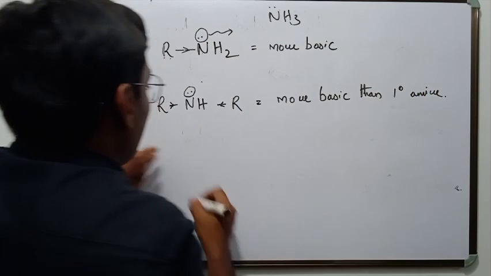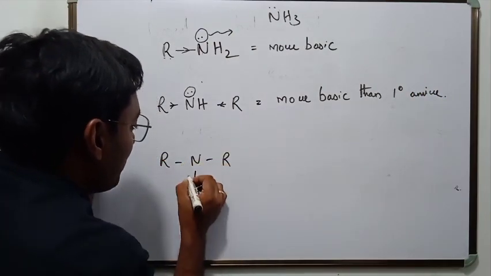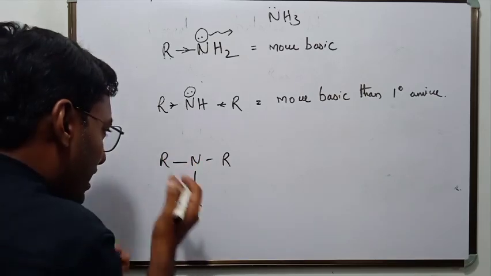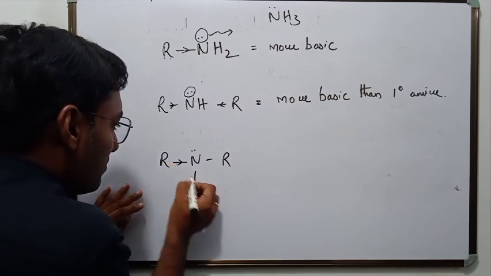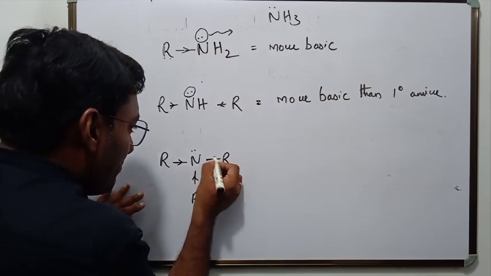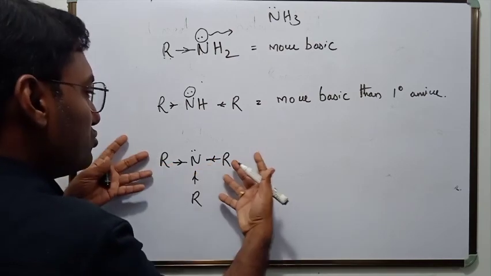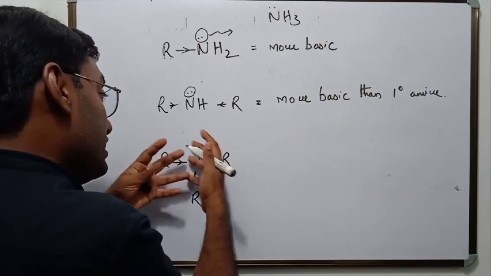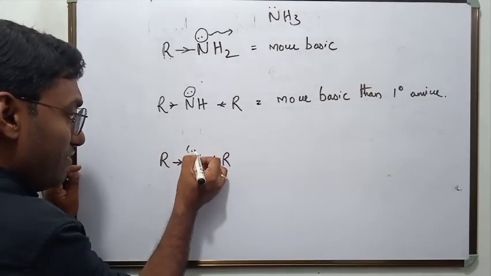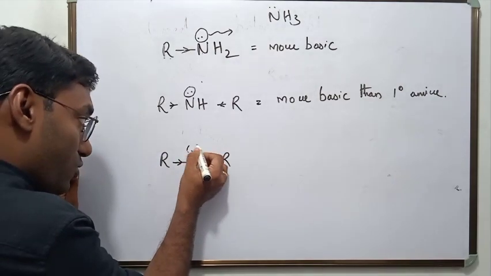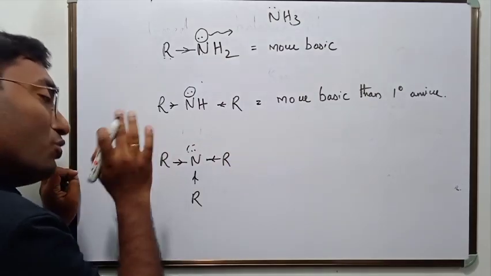Now let us go for tertiary amine. This is tertiary amine. According to our line of argument, more the number of R groups, more the pumping effect would be. So there are 3 R groups, there will be more pumping, so there will be higher electron density around the nitrogen atom. This actually increases the availability of the lone pair of electron, no doubt about it.